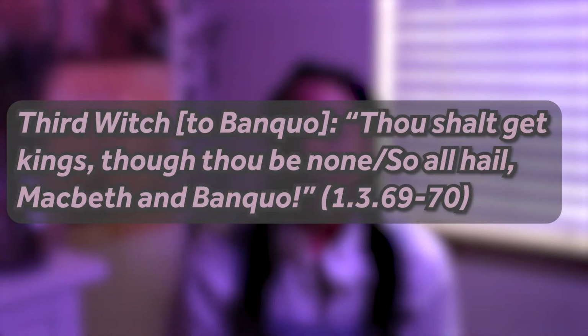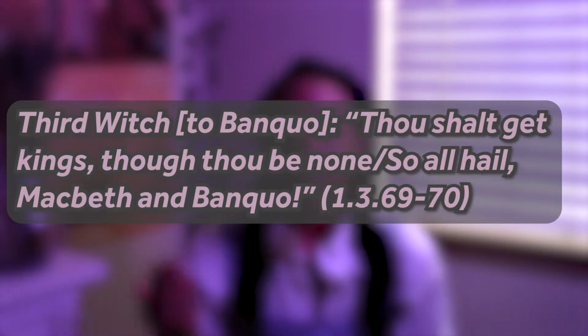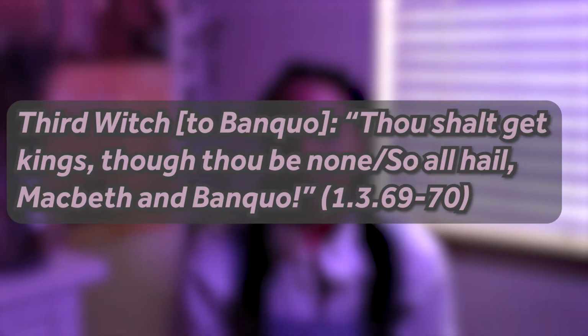The witches tell Banquo that he will have children who will become kings and their children will become kings. He won't become king, but his descendants will. When Macbeth thinks that he's on his way to becoming king and thinks that it's pretty much solidified, he then asks Banquo, well, how do you feel about the fact that your kids are going to become kings?